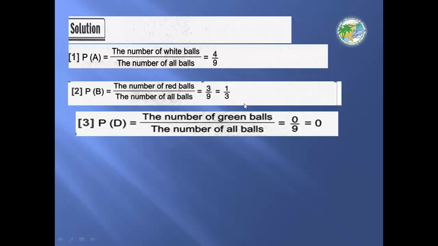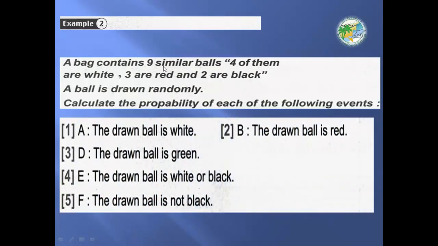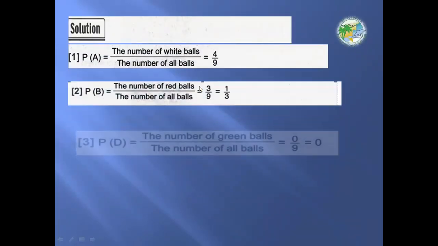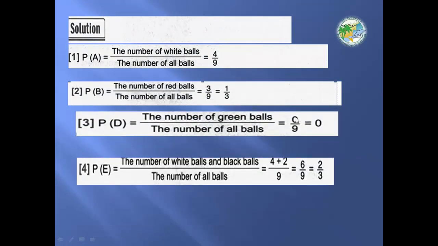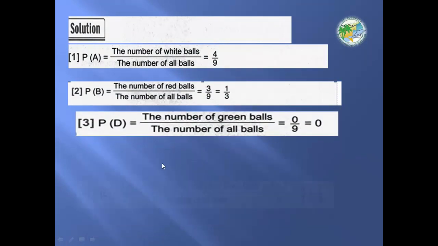Number 3, probability of green equals the number of green over the number of all balls. We don't have green balls. We have 4 white, 3 red and 2 black. So here the number of green, 0, over 9 equals 0.